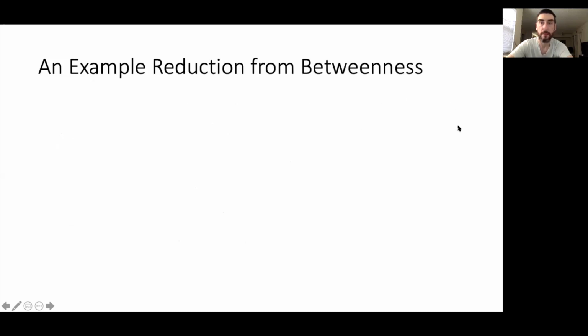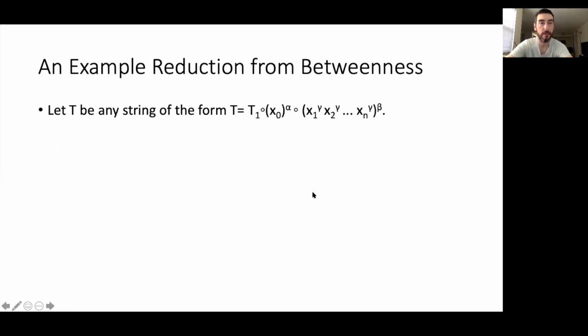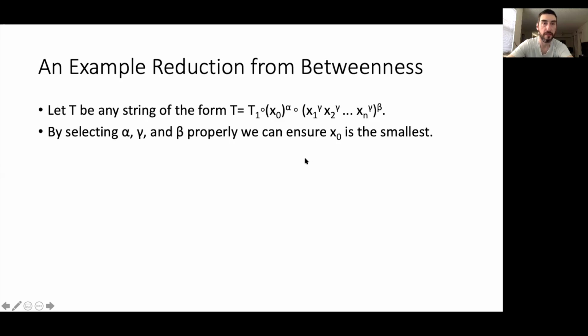Now let's consider a reduction from the betweenness problem to the problem we're talking about, Lyndon factor minimization. To begin with, we're going to consider strings of the form T1 followed by x0 repeated alpha times, and then strings of this form, x1 gamma, x2 gamma, up to xn gamma, then that string repeated beta times. And the key point here is, by selecting alpha, gamma, and beta properly, we can ensure that x0 is going to be the smallest symbol in the ordering.